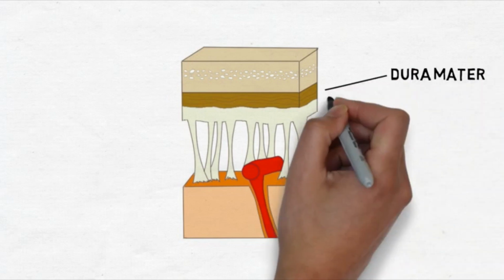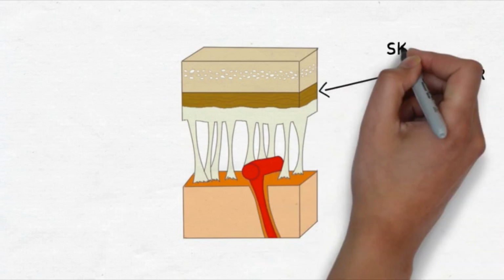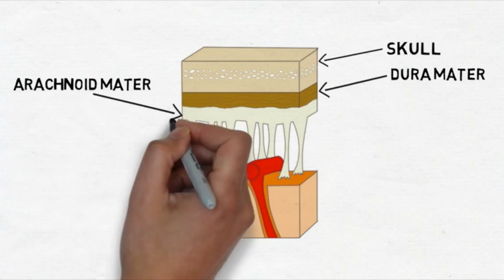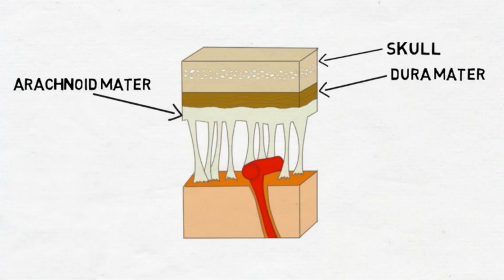Dura Mater. This is a thick and tough layer, adheres to the skull on one side and arachnoid mater on the other side. It provides an extra protective layer for the brain and spinal cord and also provides a system of venous drainage where blood can leave the brain.